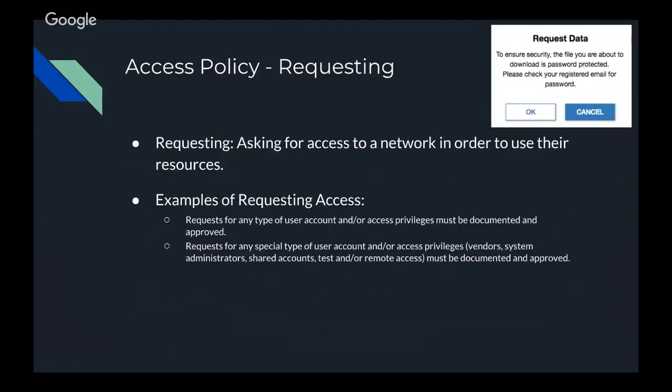Requesting is asking to be allowed into the network in order to use their resources. This is similar to the U of M's policy for accessing specific IT hardware, such as MATLAB, without paying. Some examples of requesting access are requesting a type of user account or requesting a special user account, like a vendor that needs to access Gopher Medical systems.